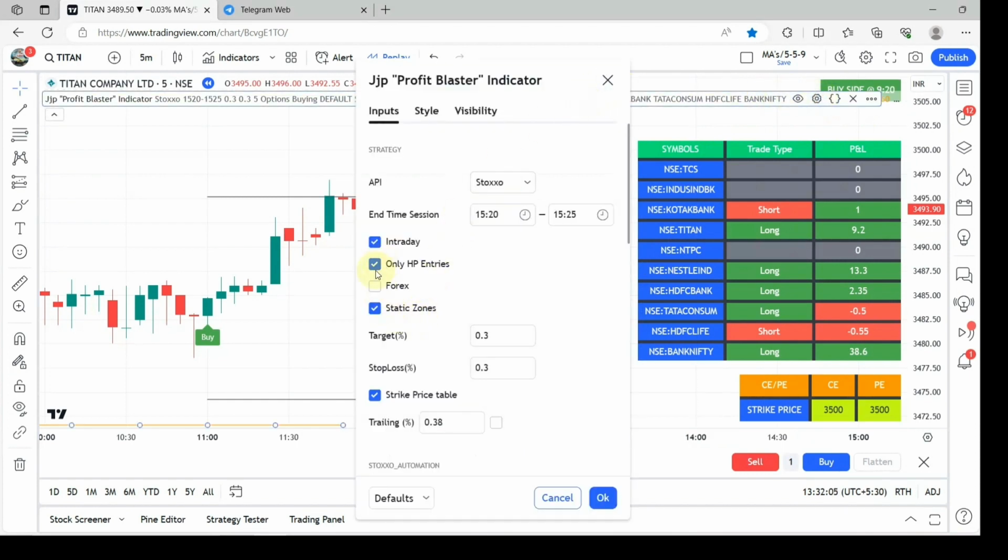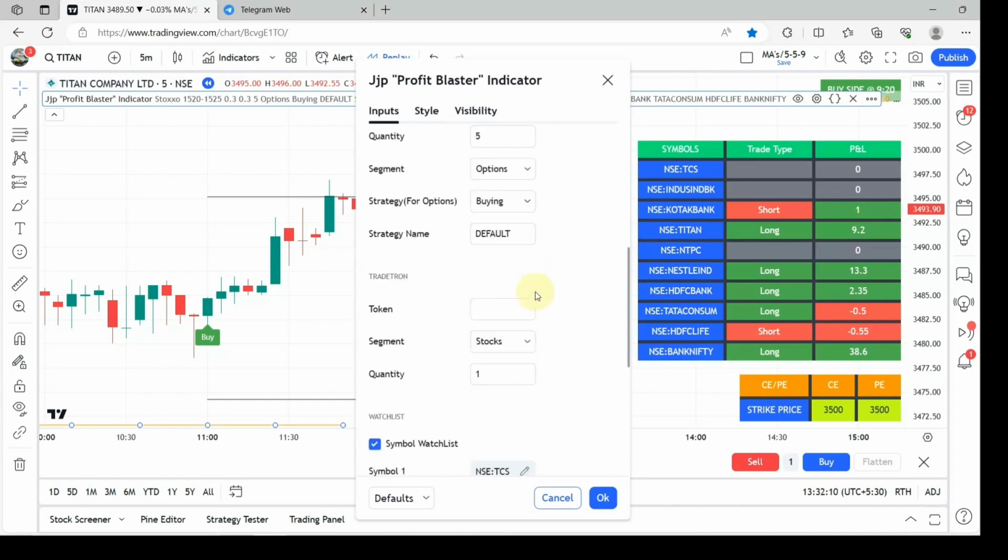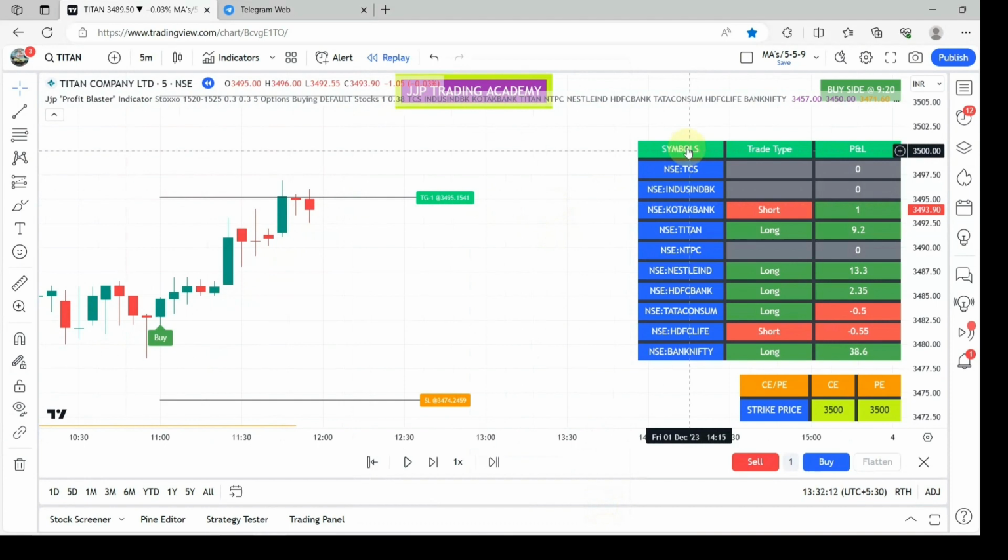Easily you can create an alert. Just enable the HP entries only option and click okay. After that, search any stock in the watch list.